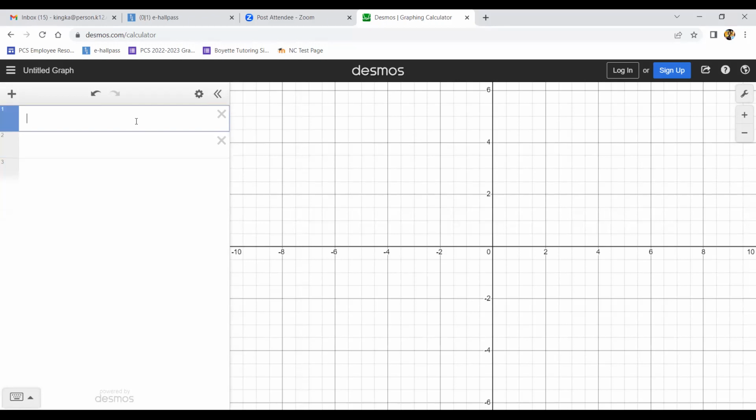So go ahead on Desmos, and we're going to start typing number 1. So we're going to do 2 parentheses x minus 3 to the third minus 4. And then if we were doing this last week, we would have graphed it like this.